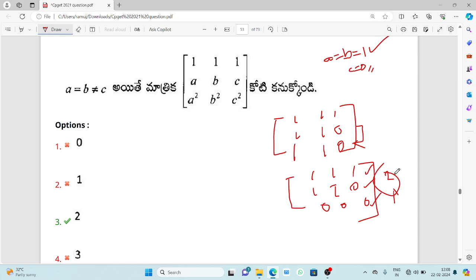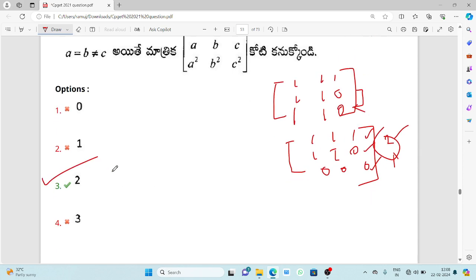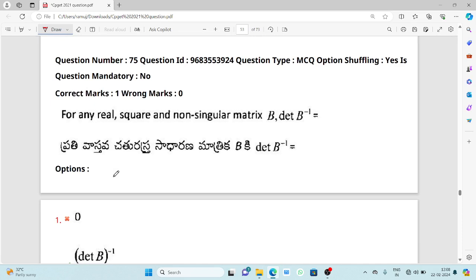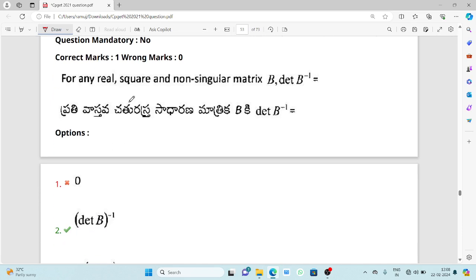So the rank is only 2. So option 3 is the correct option for this question. For any real square and non-singular matrix B, this is a direct statement. If you remember the statement, you can directly say that.